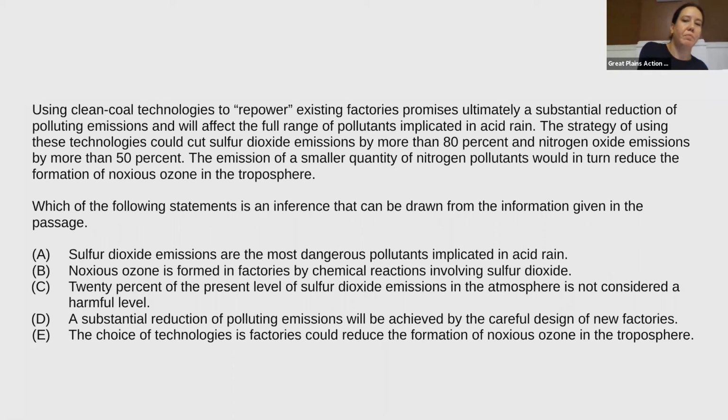All right, let's try this one. Using clean coal technologies to repower existing factories promises ultimately a substantial reduction of polluting emissions and will affect the full range of pollutants implicated in acid rain. The strategy of using these technologies could cut sulfur dioxide emissions by more than 80% and nitrogen oxide emissions by more than 50%. The emission of a smaller quantity of nitrogen pollutants would in turn reduce the formation of noxious ozone in the troposphere. Which of the following statements is an inference that can be drawn from the information given in the passage?